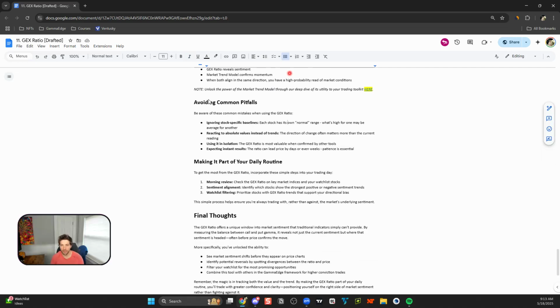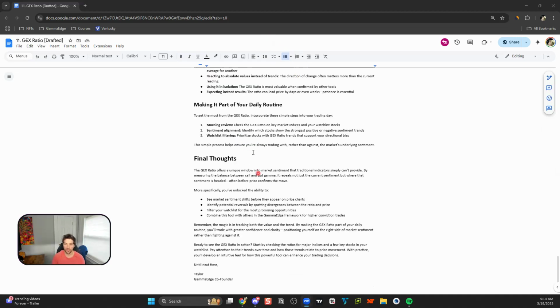A couple common pitfalls to avoid using the GEX ratio: ignoring stock-specific baselines, and that just simply goes back to not understanding the highs and the lows and the range of the GEX ratio. Also, reacting to absolute values instead of understanding the trend, and using the GEX ratio in isolation and expecting instant results. As we've hit on already, we need to make this a part of your daily routine. The reason for that is so it's easier to understand when those changes in trend are occurring.